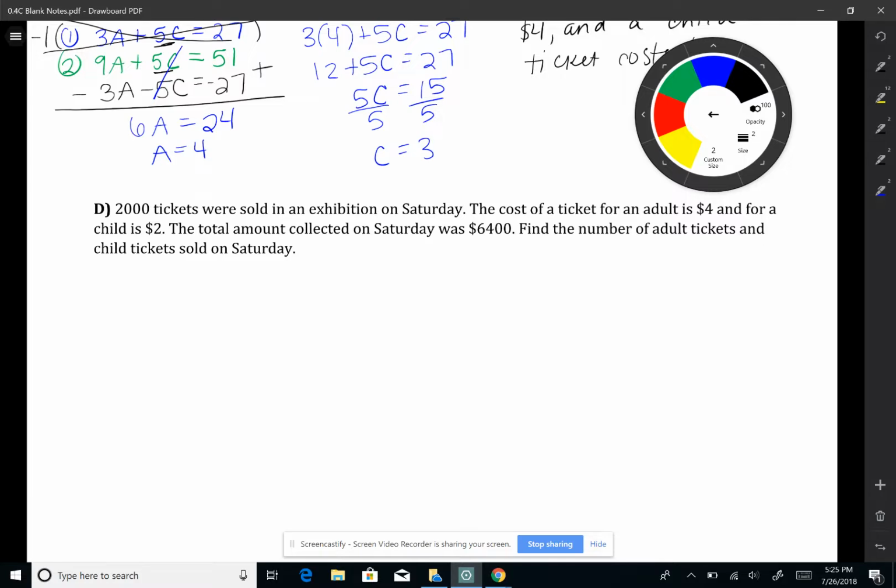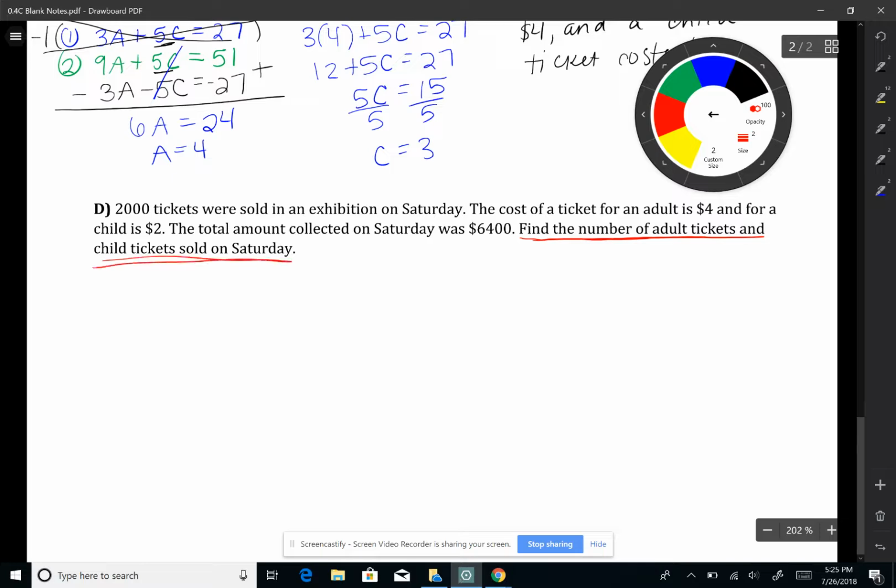Okay, so first thing we do is identify the unknowns, which seems to generally lie in the last sentence. Find the number of adult tickets and child tickets. Okay, so we want to know how many tickets were sold on Saturday, but how many adult and how many children. Okay, so let's assign some variables. I think A and C should work for this one just like it worked for the last one, although they don't represent the same thing.